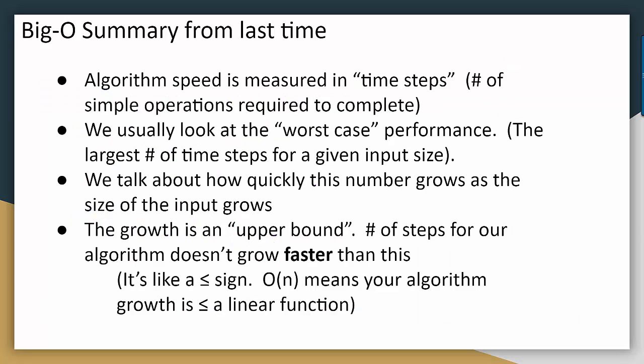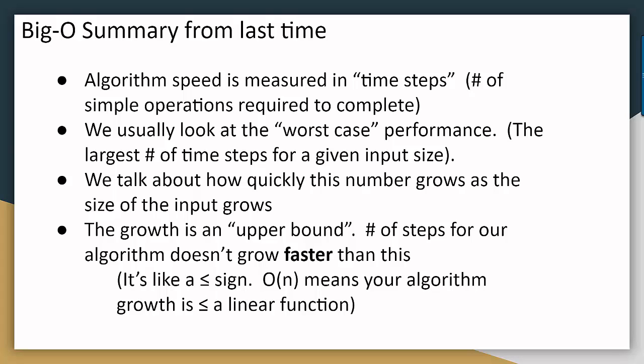So here are the salient points. The algorithm speed is measured in time steps, and we usually look at the worst case performance for a particular input size. So if the input array was length 10, maybe some arrays that are length 10 would run faster than others. So we're going to look at the array that's length 10 that runs the absolute slowest. And then we're going to look at the array that's length 11 that runs the absolute slowest. And then the array that's length 12 that runs the absolute slowest. And we're interested in the growth for that, the growth for how many steps are required as those worst case performance inputs are getting bigger.